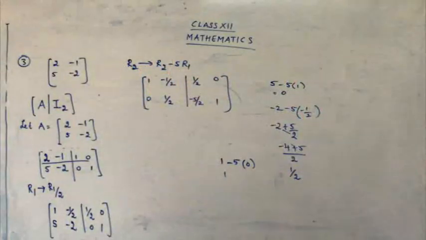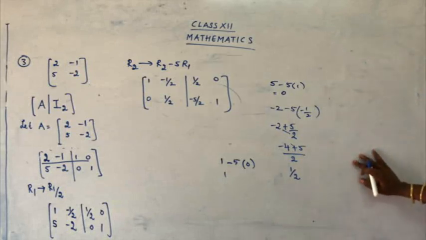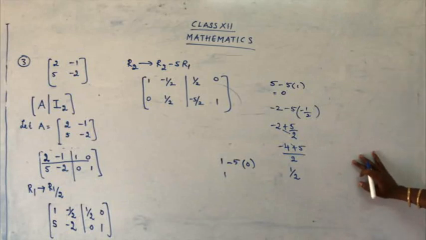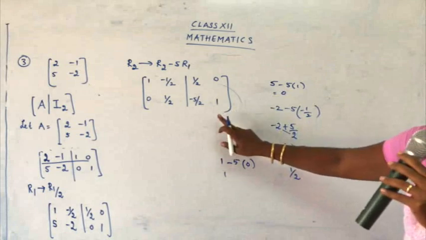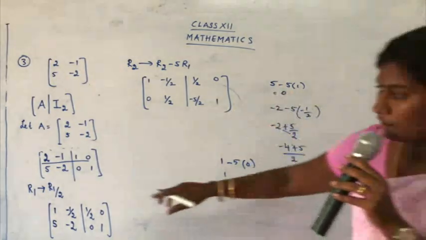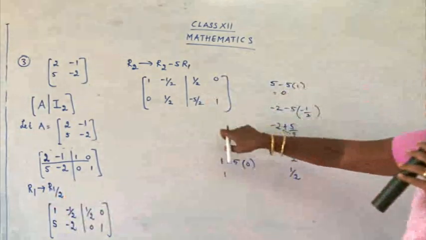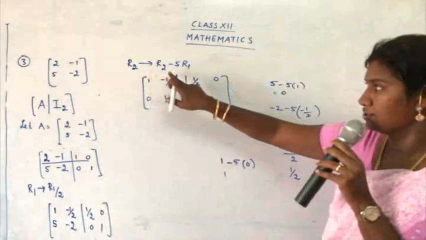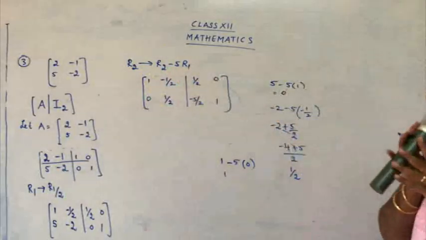So we use the elementary transformations not only in the Gauss-Jordan method, but for many applications. So you have to be thorough with the elementary transformations. I hope the step is clear to you, okay? So we have performed 2 changes. First, R1 was changed to R1 by 2, and second, R2 is changing to R2 minus 5R1. Still our sum is not complete.